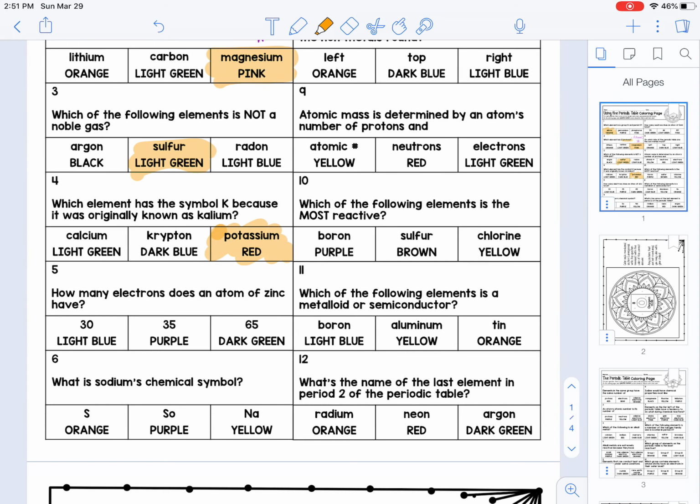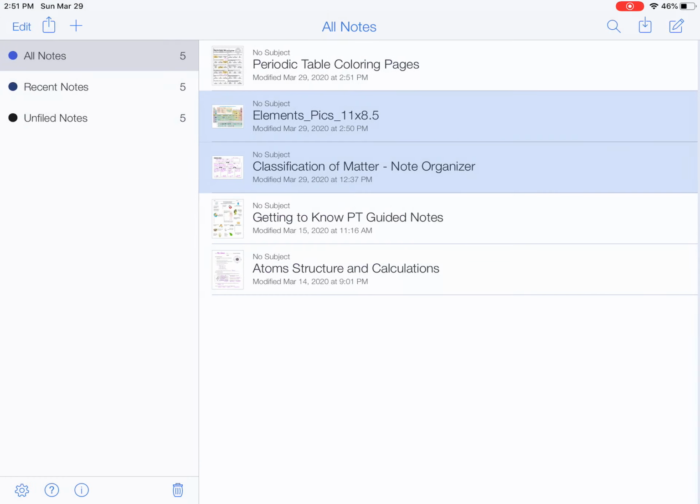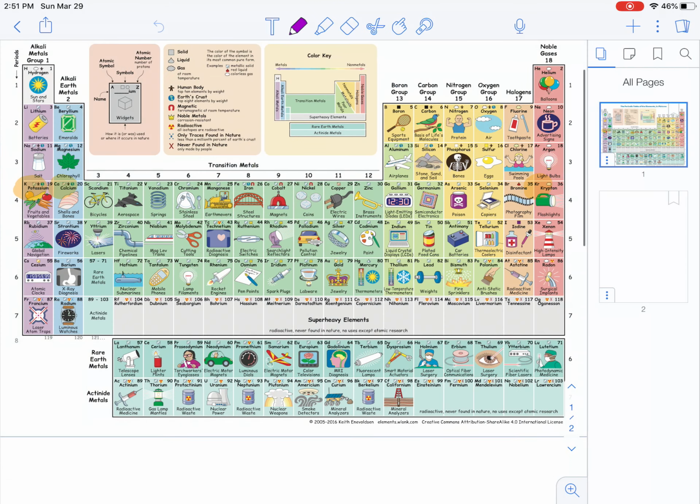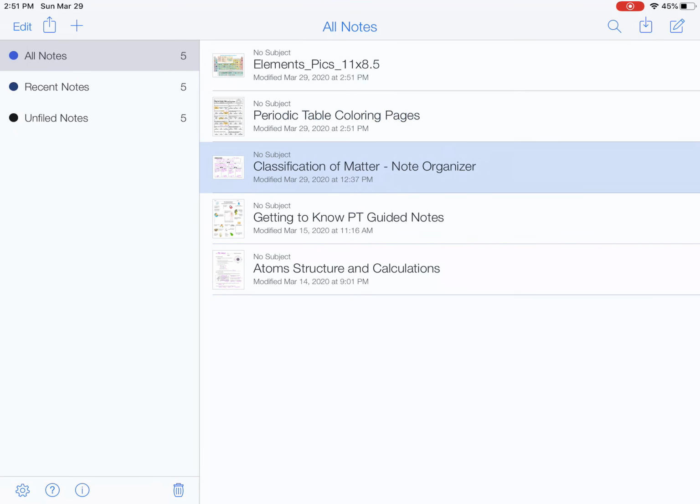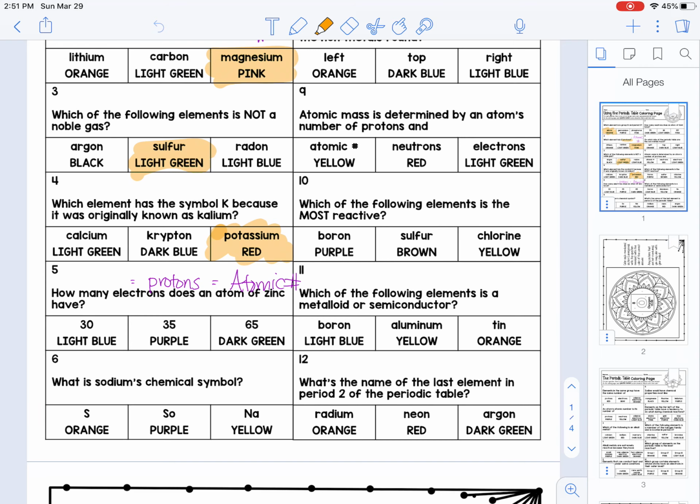Number 5, how many electrons does an atom of zinc have? And again, electrons equals protons equals atomic number. So we just need to go and look and see in zinc what the atomic number is. I see zinc right about here. It has an atomic number of 30, which means it has 30 protons and 30 electrons. And 30 was our light blue choice.